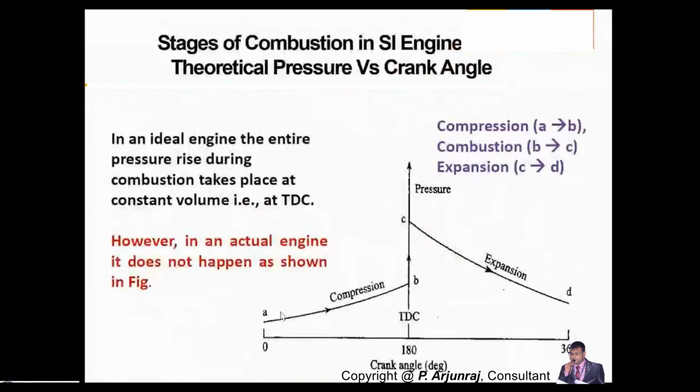Theory means, theoretically speaking, how the pressure versus crank angle should be. These are the stages of combustion in SI engine. The y-axis is the pressure, the x-axis is the crank angle. We call pressure P and crank angle theta, so this is the theoretical P-theta diagram. In an ideal engine, the entire pressure rise during combustion takes place at constant volume. So the SI engine is constant volume, and that is at the top dead center.